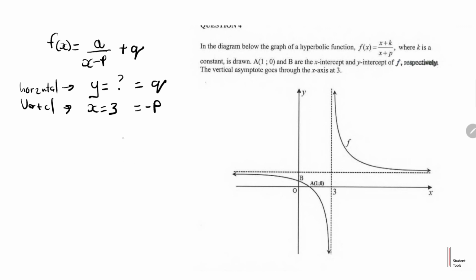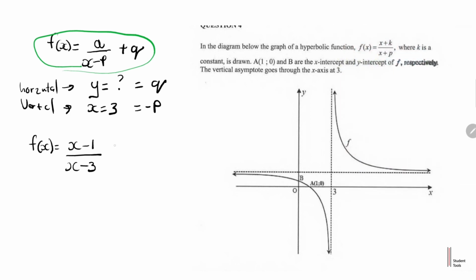As we were doing the previous questions, we got that our function is f of x equals x minus 1 over x minus 3. So we want to change this to look like this. How are we going to do that? We will do it like this. f of x will be equal to x minus 1. Because we want to get rid of this, let us make this x minus 3 over x minus 3.